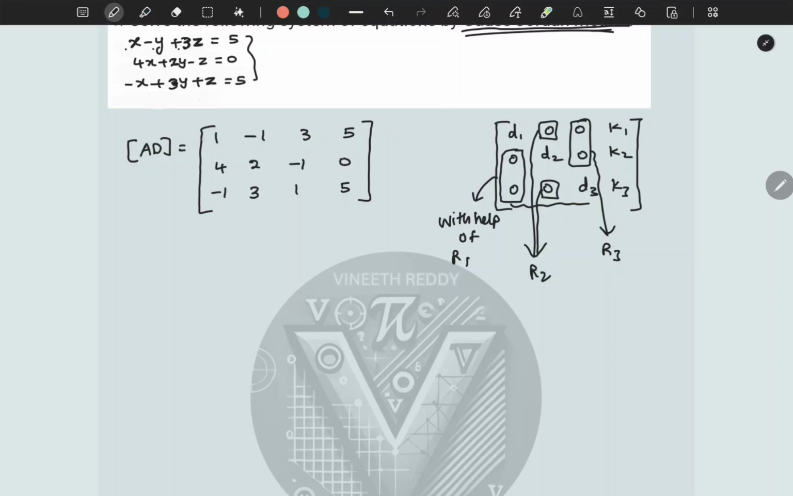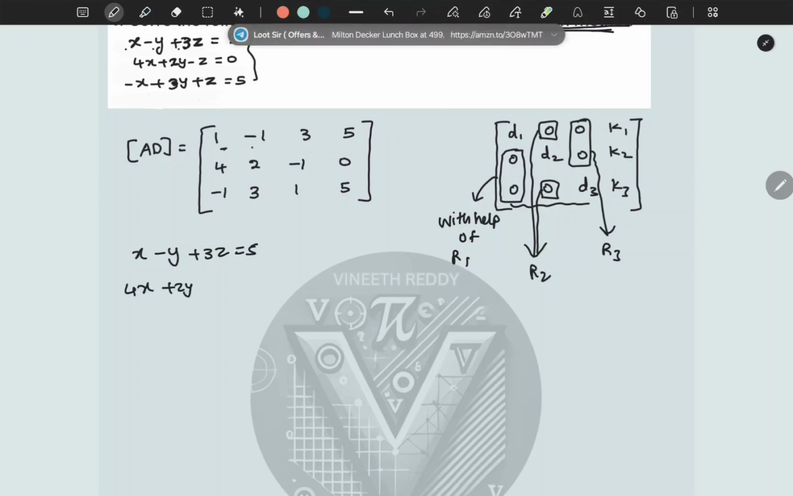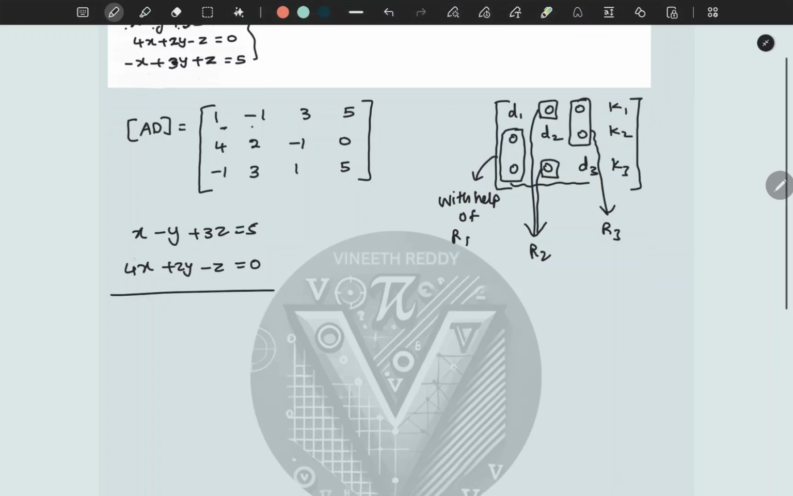Now before we move into the procedure, I'd like to clarify one more thing. The first equation is nothing but x minus y plus 3z is equal to 5, right, as per this. Now the second equation should be 4 into x plus 2 into y minus z is equal to 0, right? Now if I want to eliminate this x here, what can I do? I will multiply this first equation with 4. So what do I get? 4x minus 4y plus 12z is equal to 20.